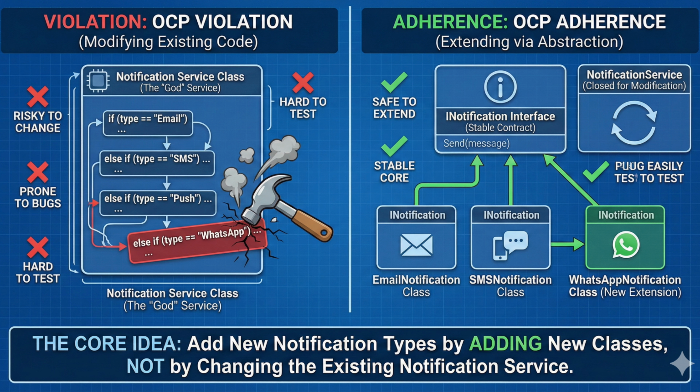Now whenever we need a new notification type, we simply create a new class like email notification, SMS notification, push notification, or WhatsApp notification, each implementing the same interface. We extend the system by adding new classes instead of modifying the old one. This approach is safe to extend, stable and maintainable, easy to test, future-proof, and that's the core idea of the open-closed principle. Add new functionality by adding new classes, not by constantly changing the existing working code.